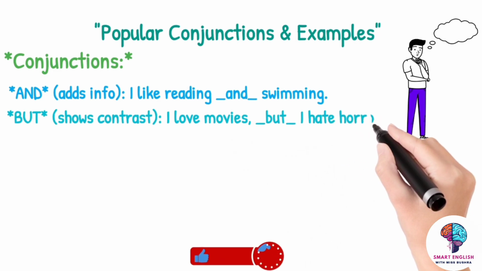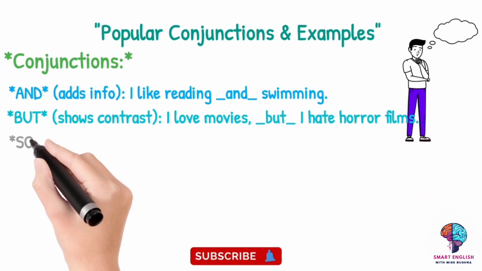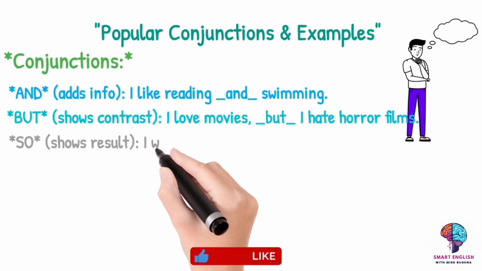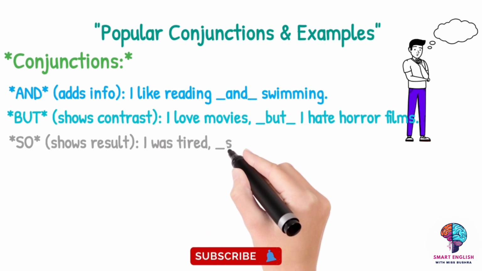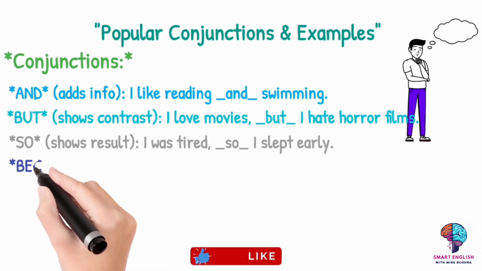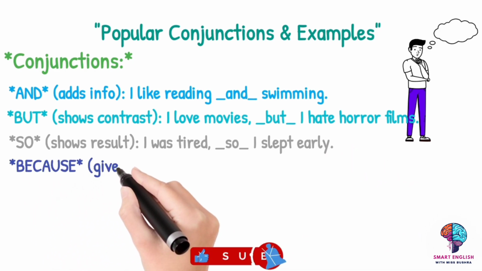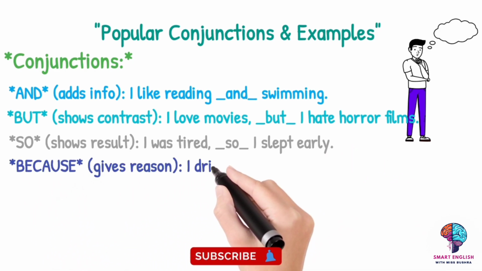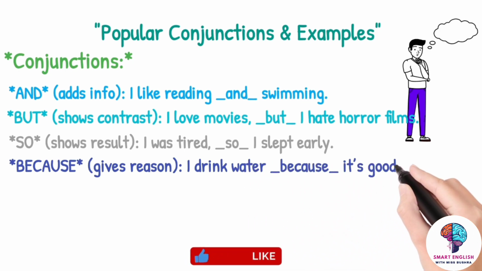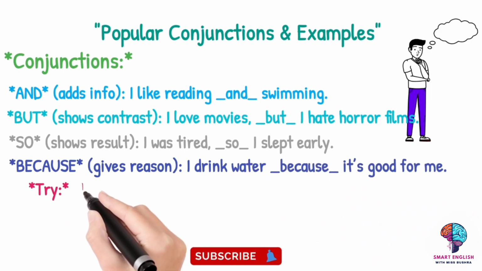Popular conjunctions and examples: and, but, so. Now let's understand. And: I like reading and swimming. But shows contrast: I love movies, but I hate horror movies.